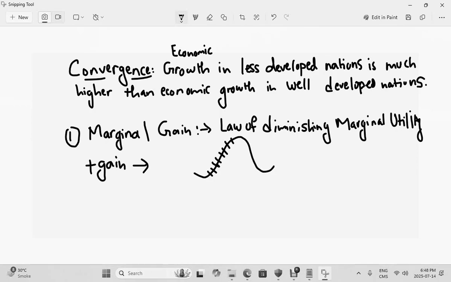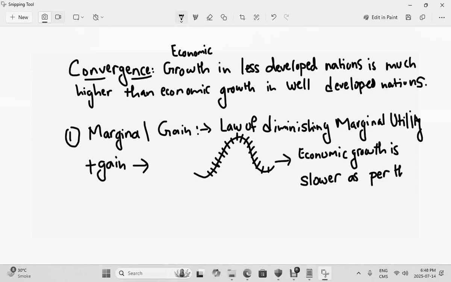However, this growth rate will start going down at some point, which means it will get reduced. So even though the economy may be growing, it may not be growing at the same pace as before. So the economic growth is slower, as per the theory of convergence. And when I say theory of convergence, it has to do with marginal gain.